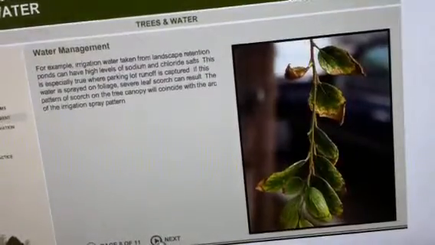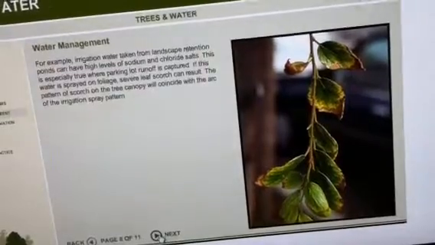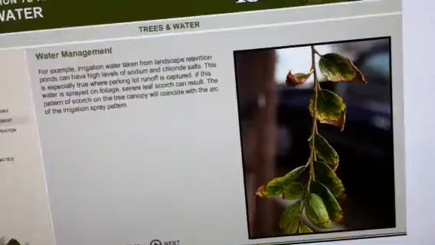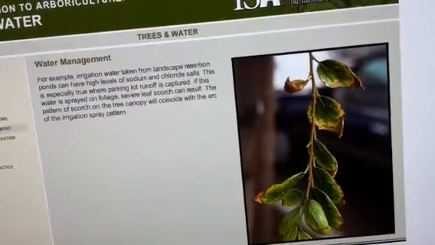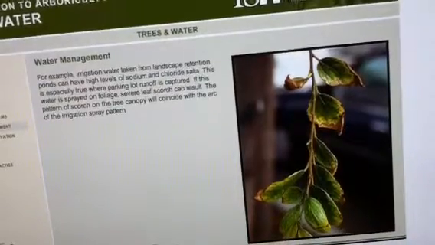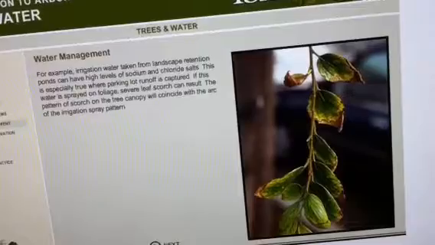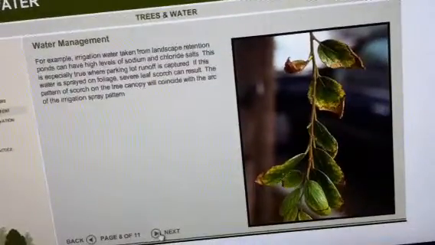For example, irrigation water taken from landscape retention ponds can have high levels of sodium and chloride salts. This is especially true where parking lot runoff is captured. If this water is sprayed on foliage, severe leaf scorch can result. The pattern of scorch on the tree canopy will coincide with the arc of the irrigation spray pattern.